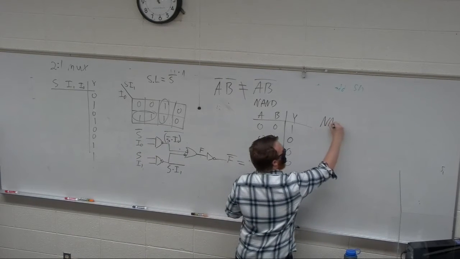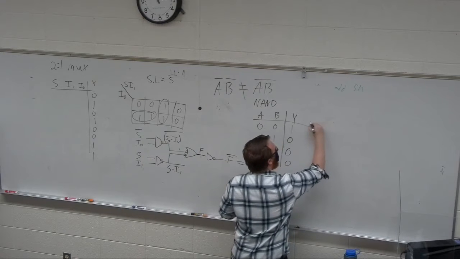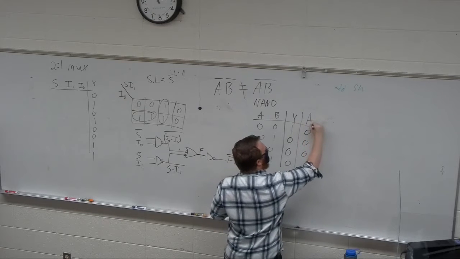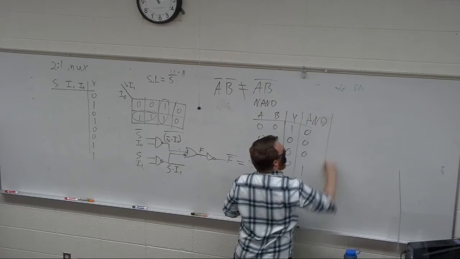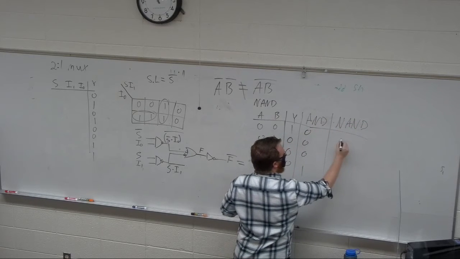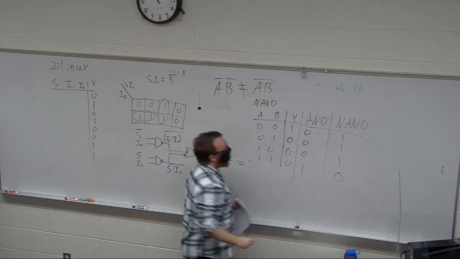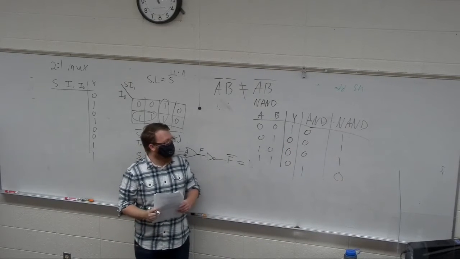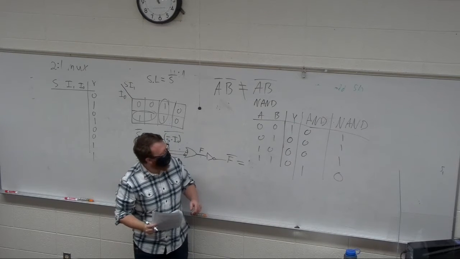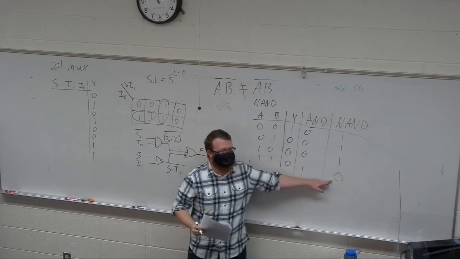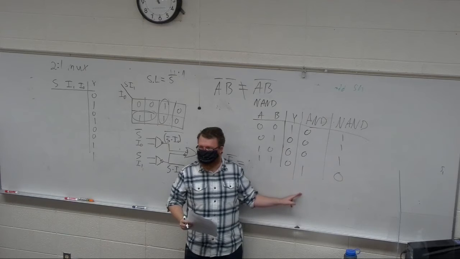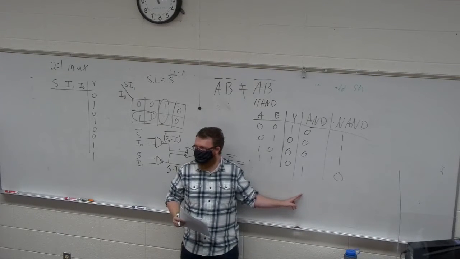So if I have NAND, well, let's start with AND, right? AND is 0, 0, 0, 1. And NAND is the inverse, right? So, did I do that right? Yeah. You'll notice that Y is not NAND, right? They're not equivalent. Make sense, everyone, that truth table?